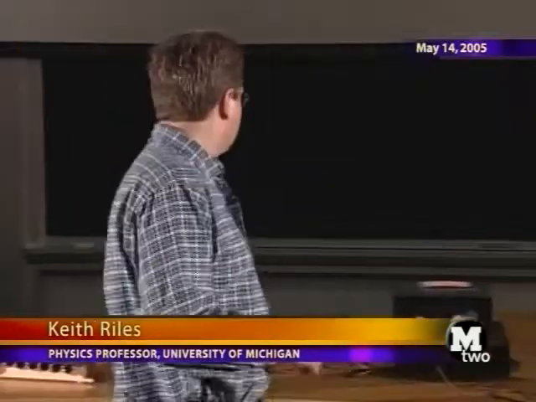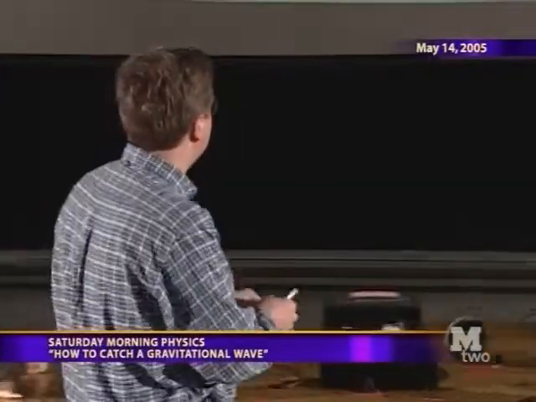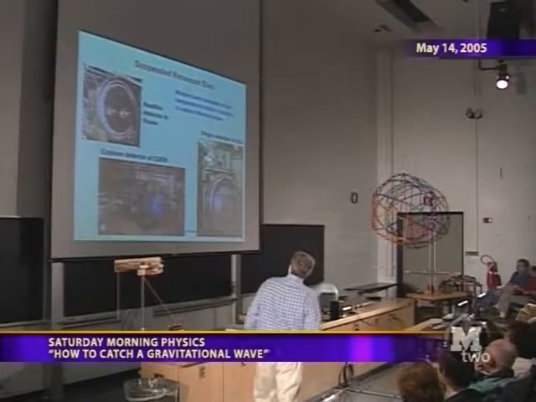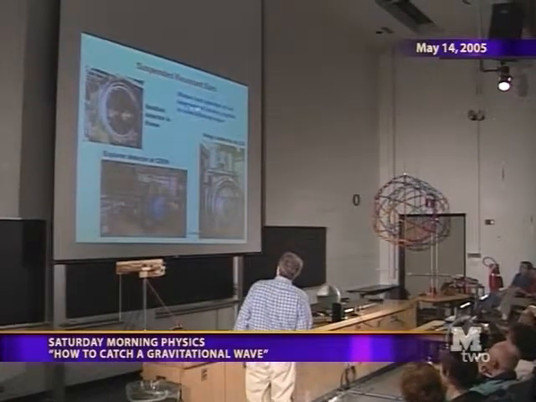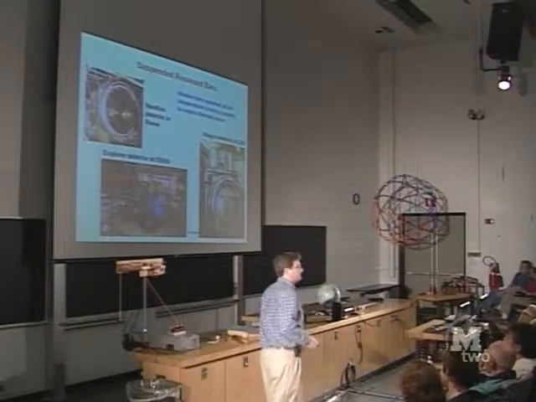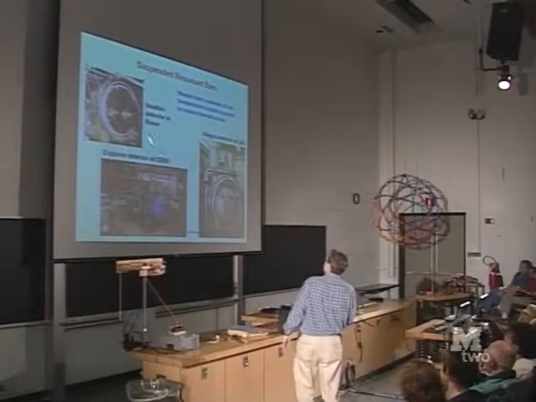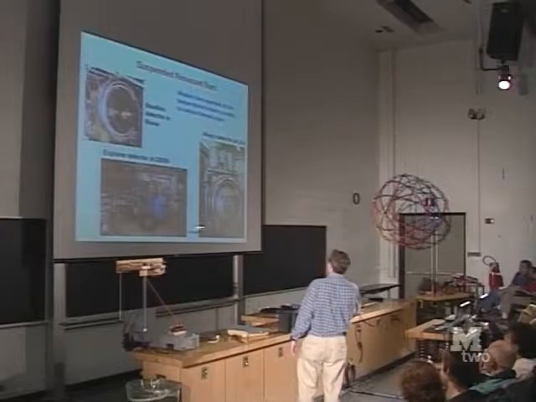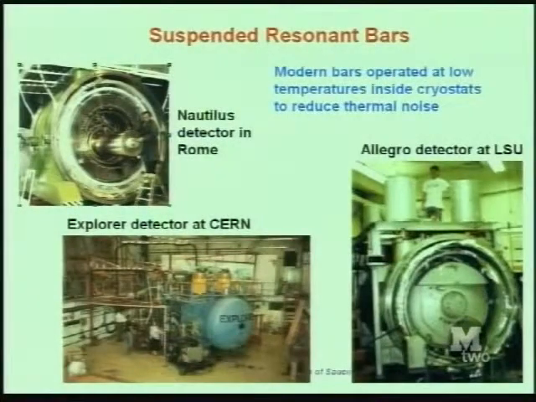Now, let me show you some photographs of bars that have been built over the years. There are several operating in the world right now. The modern bars are operated at very low temperatures to reduce the thermal noise that would fool you into thinking you had a gravitational wave. And so they have to be put inside these giant cryostats. So there's an elaborate cottage industry that's based on building these sorts of bars.